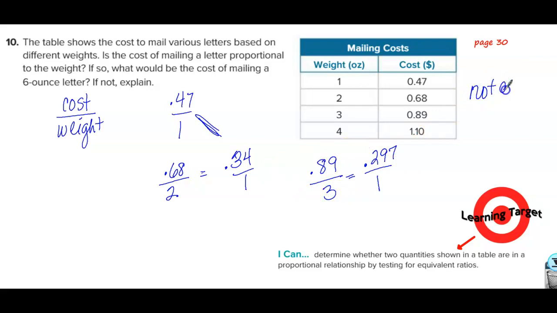I don't have to keep going. At this point, I know it's not a proportion. There is no constant of proportionality. And if it says, tell me why, it's because these unit rates are not equivalent. All the unit rates are different.